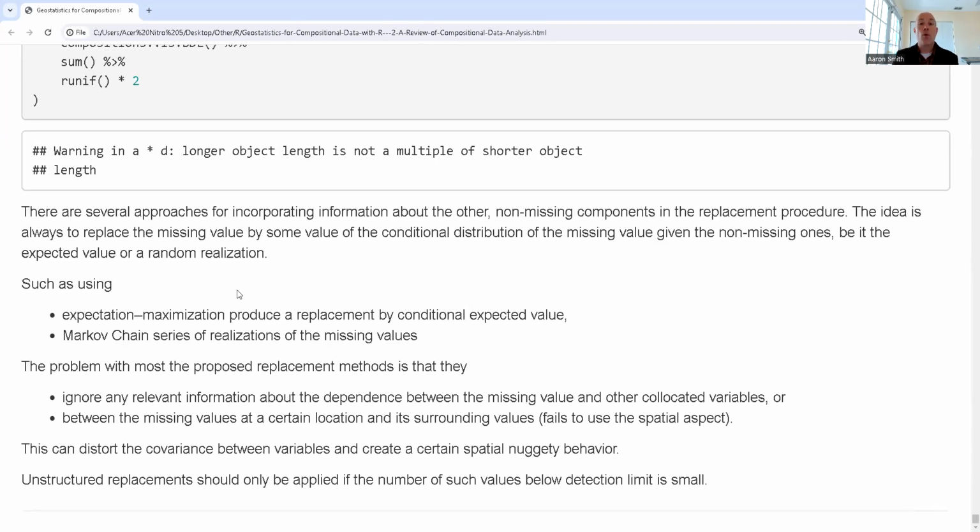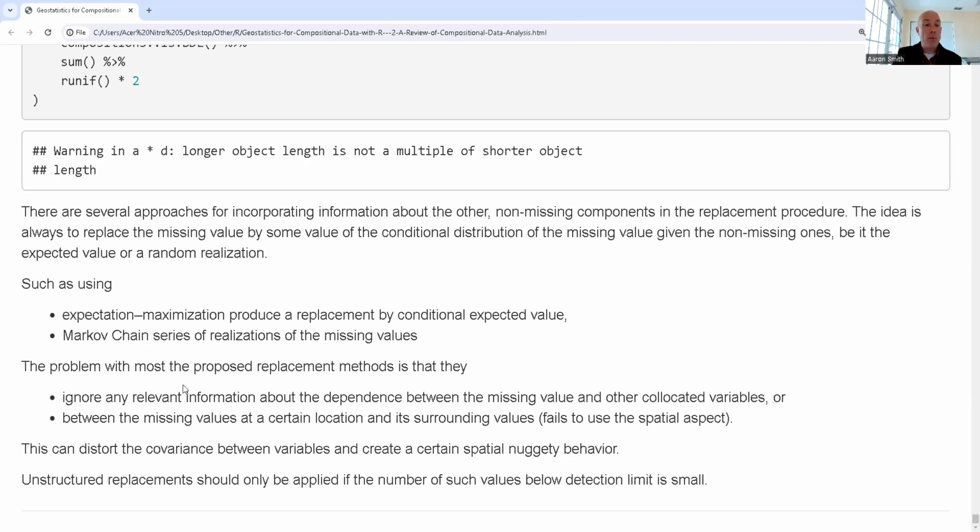Now, there are several approaches for incorporating information about other non-missing components in the replacement procedure. The idea is to always replace the missing value by some value of the conditional distribution of the missing value given the non-missing observation, be it the expected value or a random realization. So, for example, we use expectation maximization to produce conditional expected values and then fill in the blanks using that. We could also use a Markov chain series for realizations of the missing values. This is very common in SAS, by the way.